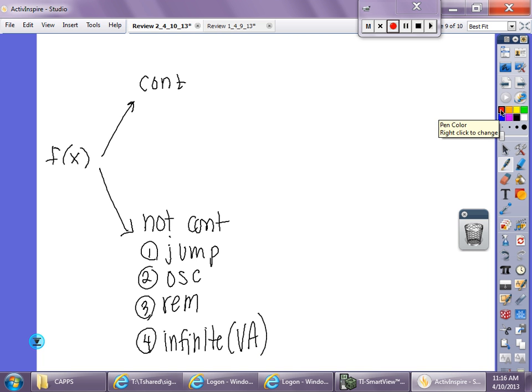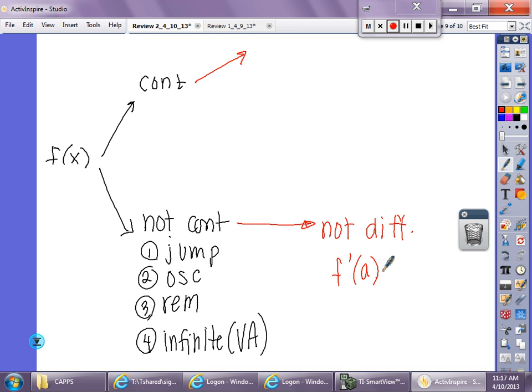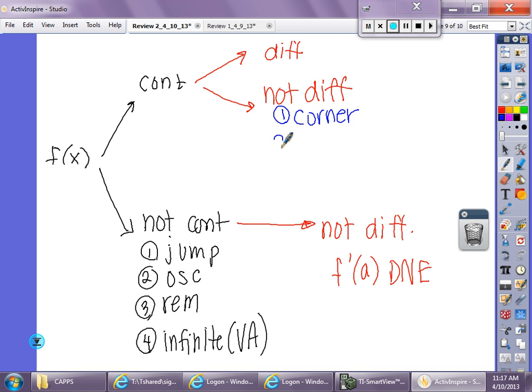If you're continuous, what do you know about differentiability? It can actually be... no, let's start with not continuous. That's easier. If it's not continuous, what do you know? Not differentiable. 100% derivative doesn't exist. But if you're continuous, you could be differentiable, but you could also be not differentiable. That's what we did today. So what are the 4 things that would not be differentiable? There were a total of 4. Corner, cusp, vertical tangent, but look, not continuous already showed up here, so we don't rewrite it.